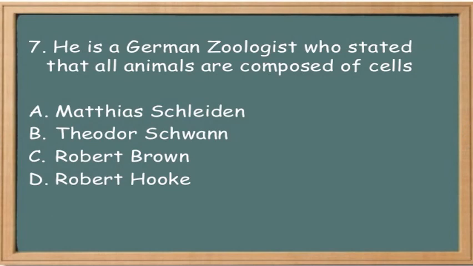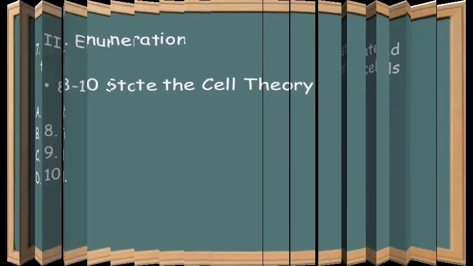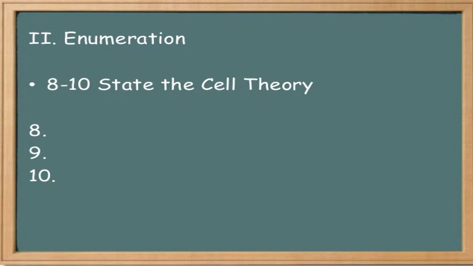He is a German zoologist. Zoologist means a person who studies animals, whose basic interest is in zoology. So I am a zoologist. My whole education, I have done my post graduation in zoology. So I am also a zoologist. I have a great interest in animals. Who stated that all animals are composed of cells? Then you have to state the cell theory, those 3 points, which are also given in this video. You have to see it again and again.